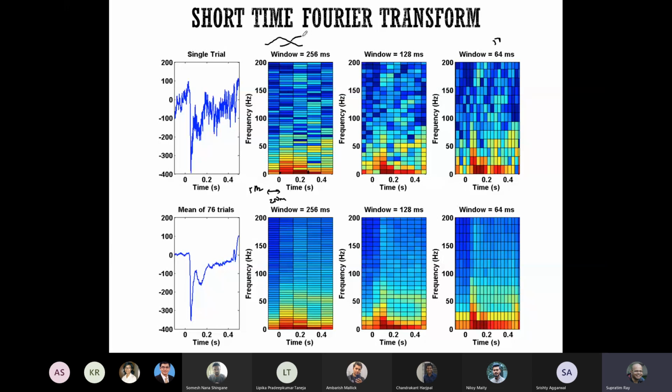But for the next one, I haven't made a full separation. There is some overlap. What I have to know is what happens if I reduce the overlap. Then will I get good time resolution as well as good frequency resolution, or not? That's the question.